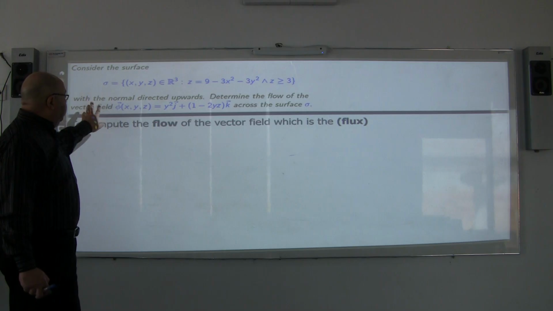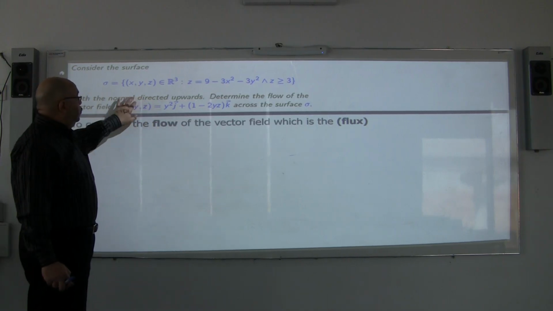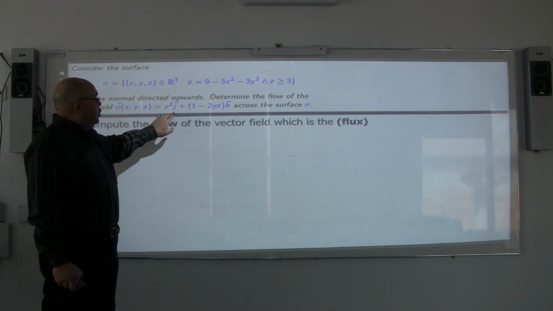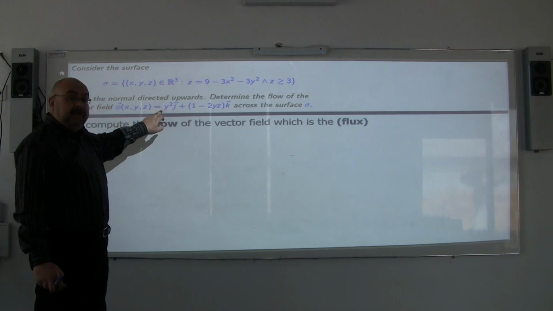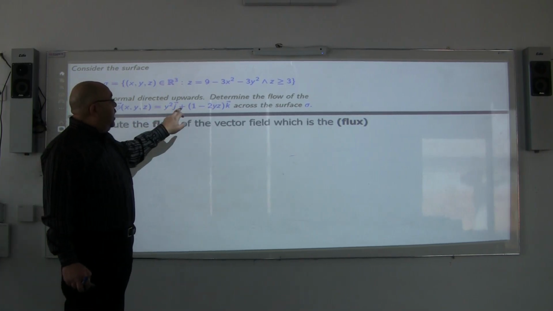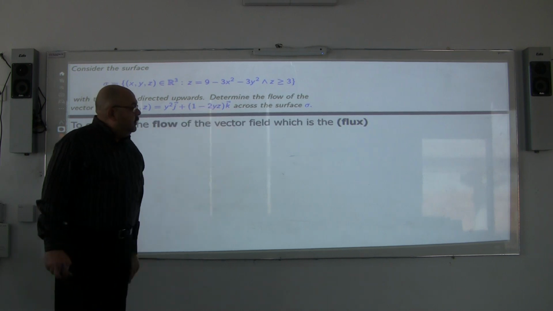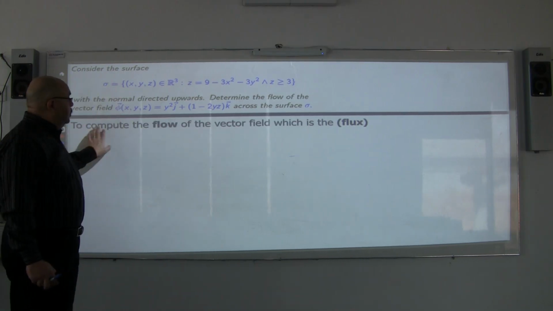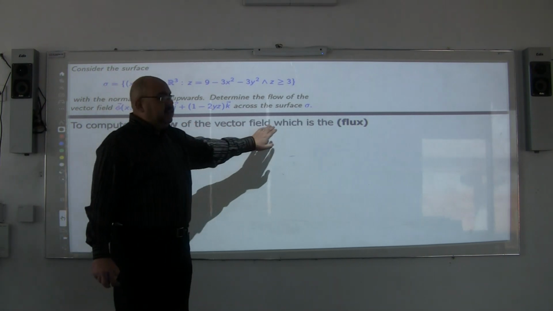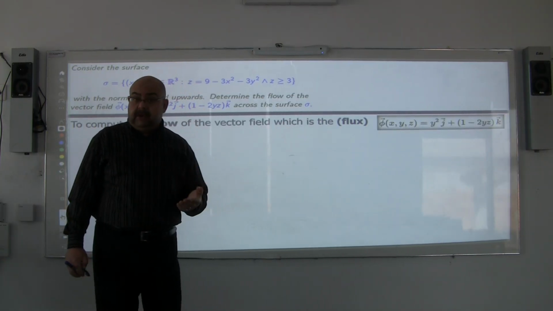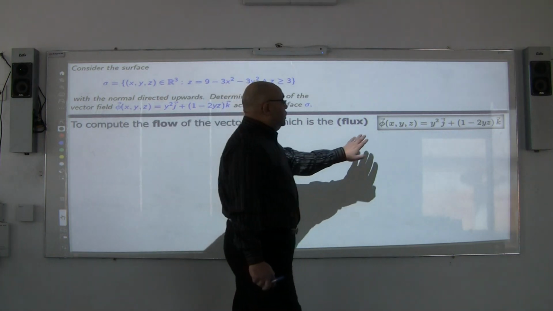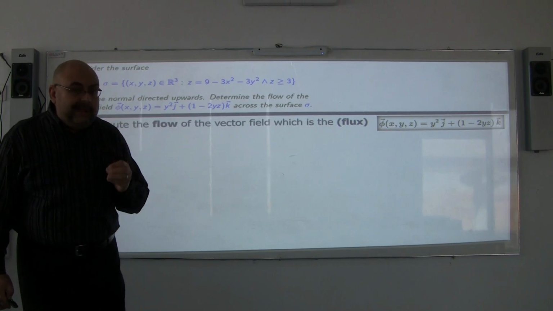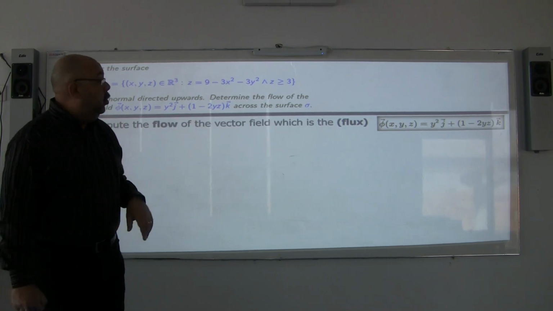Determine the flow of the vector field phi. That's the function that we need to evaluate. It's a flux of the vector field phi, which is given by the components: the i component equal to 0, y squared in the direction of j, plus 1 minus 2yz in the direction of k, across the surface sigma. So to compute the flow of the vector field, which is the flux, in order to evaluate this, I will need to determine the function phi, which is the vector field. So I determine the vector field, which is given, y squared.